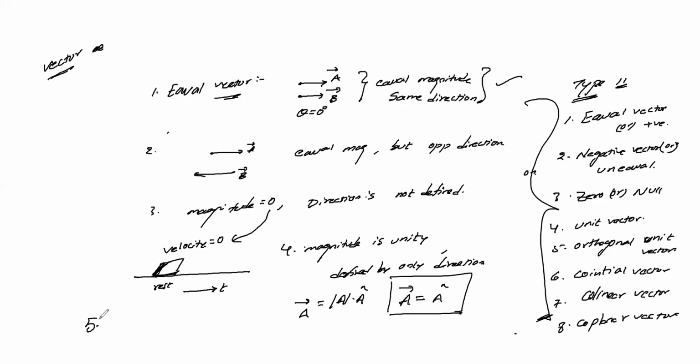Fifth one we call the orthogonal unit vector. It is nothing but your unit vectors along the direction of the axes. There are three axes: x-axis, y-axis, and z-axis. These are represented as unit vectors: x-axis is your i cap, y-axis is your j cap, and z-axis is your k cap. So when the magnitude is unit, it is identified by its direction only. These are the five types.